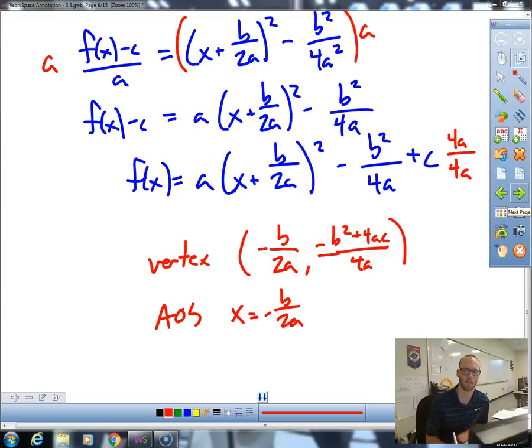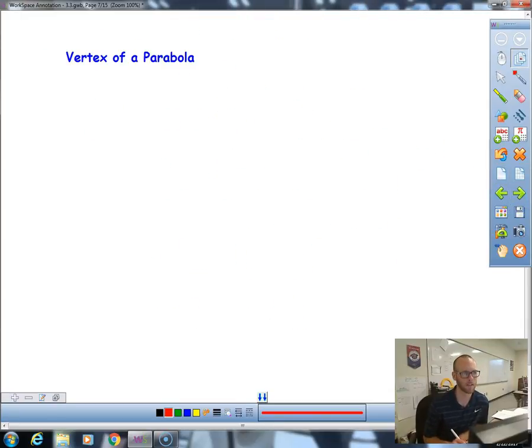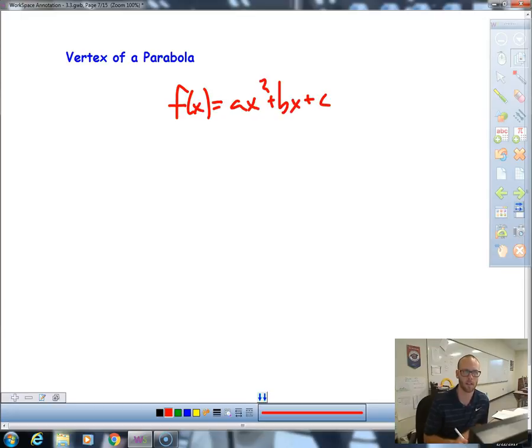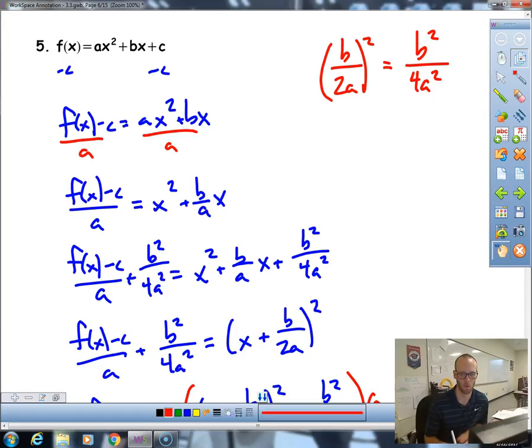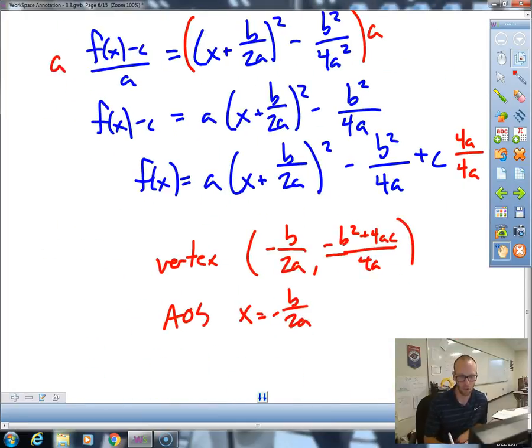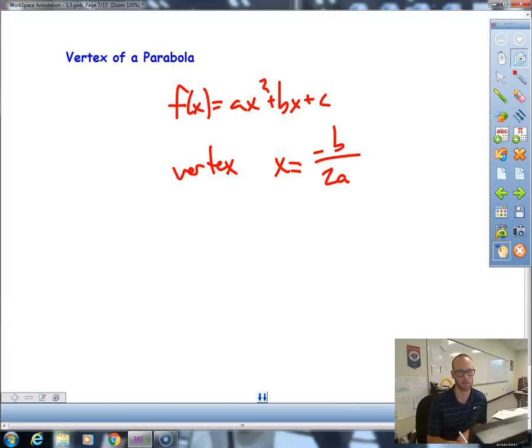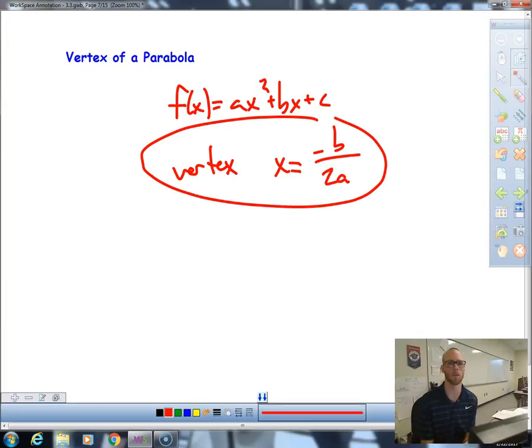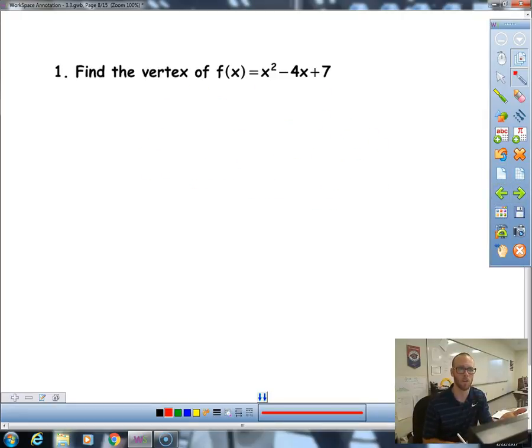Negative b over 2a. That might sound familiar to you from prior classes. The vertex of a parabola of the form f of x equals ax squared plus bx plus c can be found by taking negative b over 2a. Now, you can use this formula to find the y-coordinate, or you can simply plug this number back into the function to figure out the y-coordinate. But here we go. The vertex of ax squared plus bx plus c is located at x equals negative b over 2a.